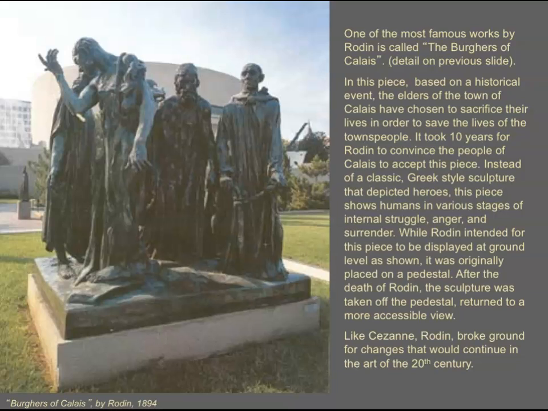So in his sculpture honoring these heroes, what Rodin did that was so controversial is he showed them as flawed and struggling human beings rather than as grand heroes on a pedestal. So it took him about 10 years to get this made, and now it's considered a real masterpiece. It's really a very powerful sculpture.